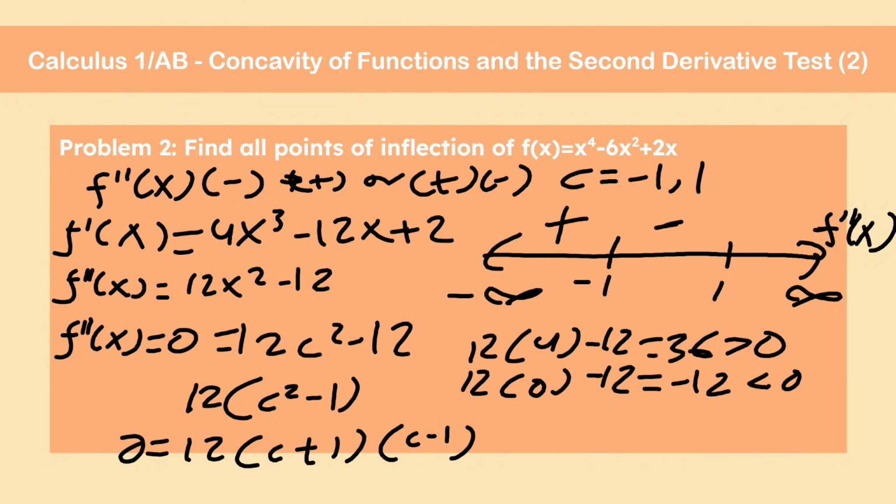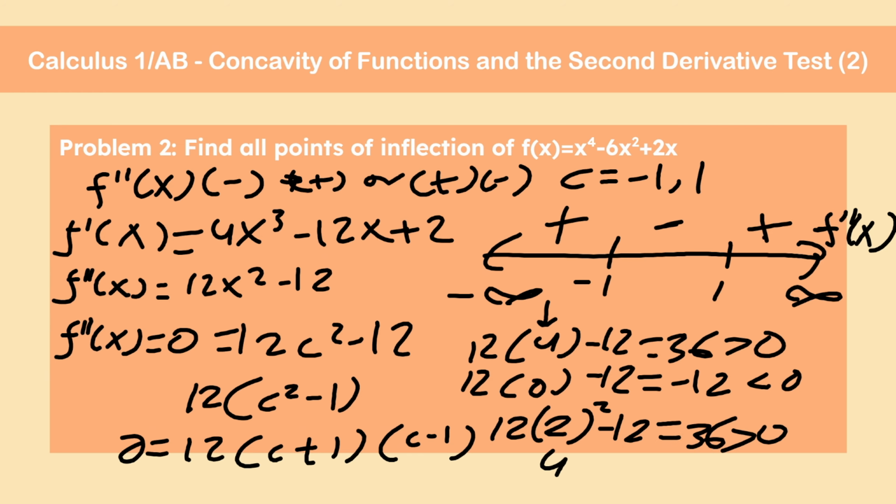And now I'm going to try from 1 to infinity. So I'm going to plug in positive 2. And that's just the same thing as this one up here. So that'll be 48 minus 12, which is 36, which is greater than 0. And we can determine that points of inflection occur at negative 1 and positive 1.